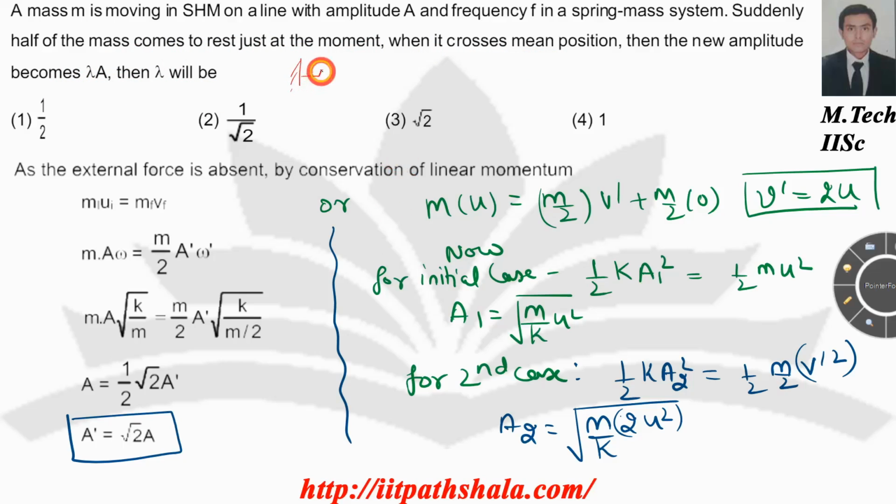So again, you have a spring mass system carrying a mass m. It was undergoing SHM as usual, as we know from our textbook. Now suddenly, what you are encountering is that half of the mass comes to rest at the mean position and half of the mass is still moving, still doing SHM. Now you have to find the amplitude of that mass.